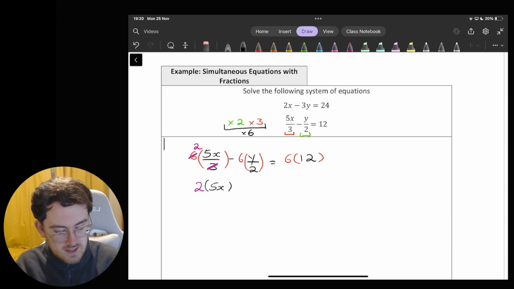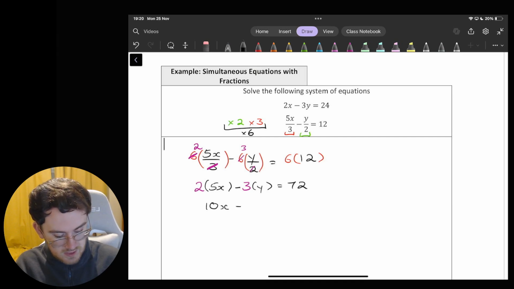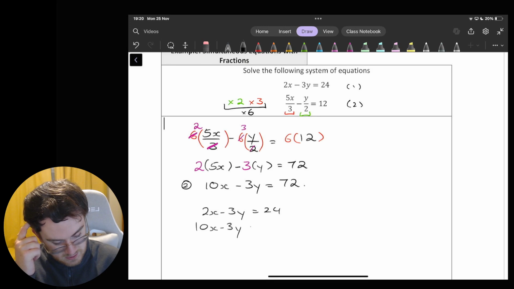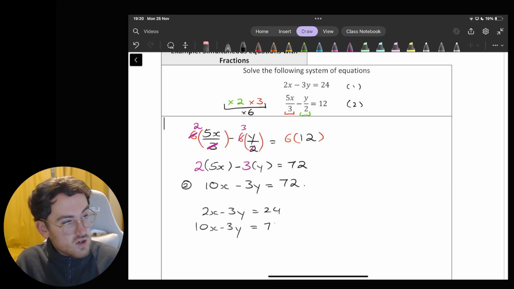And the same thing on the next line, I'm multiplying by 6 but dividing by 2. So that's as if I multiplied by 3. So 3 times y. We can't forget the last part here, to multiply the 12 by 6 also. So after all our work, we're getting 10x minus 3y equals 72. This is our second equation. So writing the two equations then: 2x minus 3y equals 24, and 10x minus 3y equals 72.